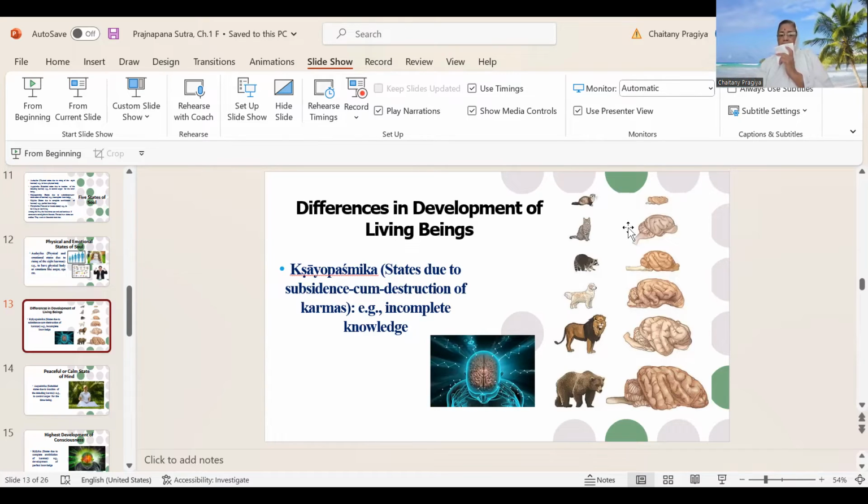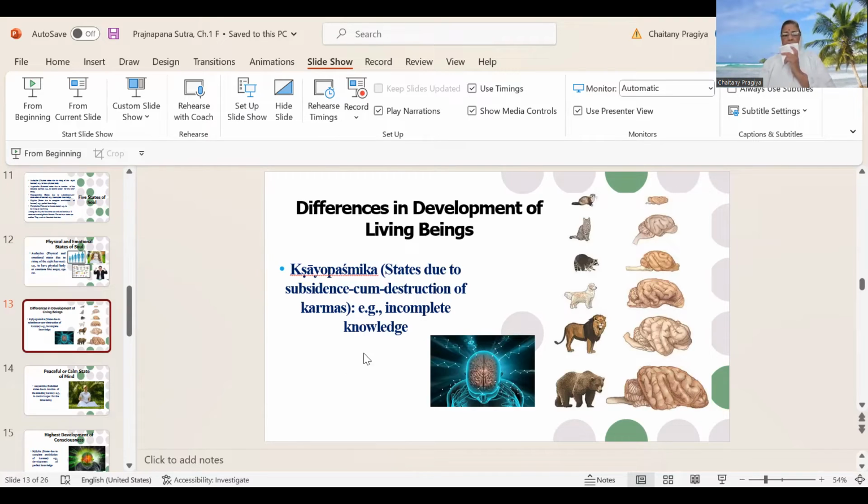So they have different types of mindset, different understanding, different actions and reactions to things, or different levels of knowledge. These differences in our knowledge, mental development, or emotional stability are because of the different degrees of the subsidence and destruction of the karmas.